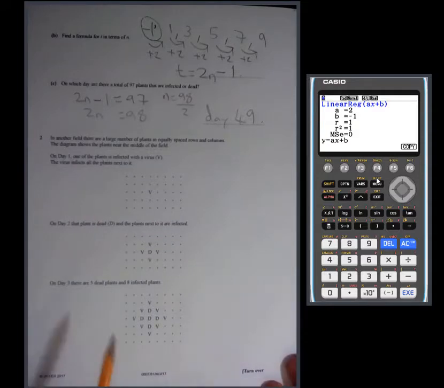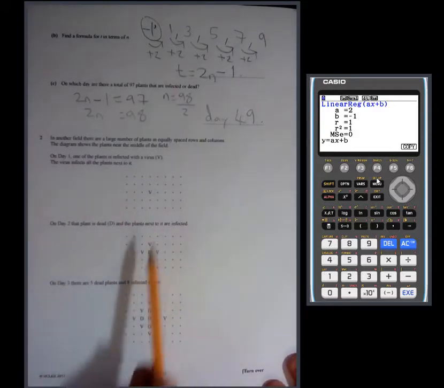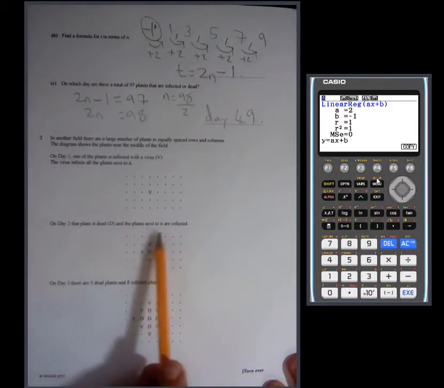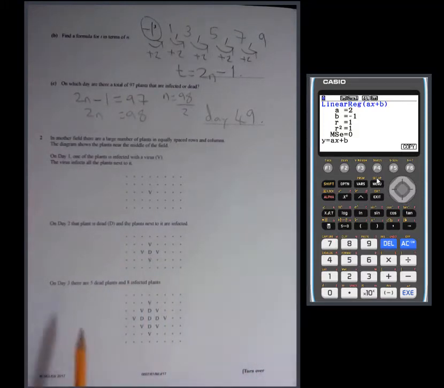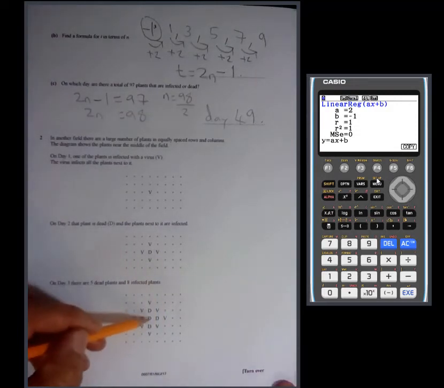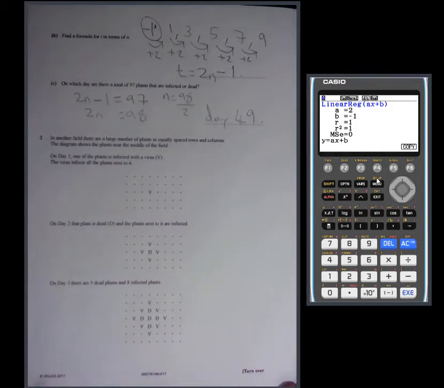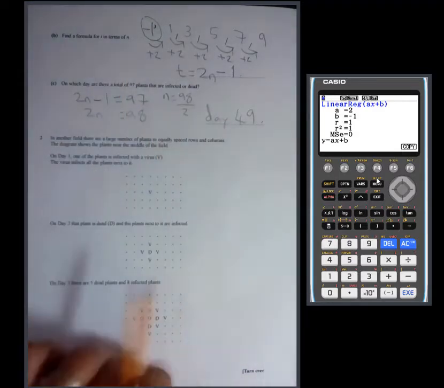Right, so on day 2, that plant is dead, so this one here is dead, and the plants next to it are infected. So virus, virus, virus, virus, and that was yesterday's virus plant, now dead. Day 3, all of the plants that had the virus yesterday are dead. The plant that was dead yesterday is still dead, so the middle one's dead, and then you've got dead, dead, dead, dead, and then you've got lots of virus ones around it. You've got in total 5 dead and 8 infected plants, right? So we're seeing the pattern, it's just introducing the pattern. Now we're going to have to do something with it.